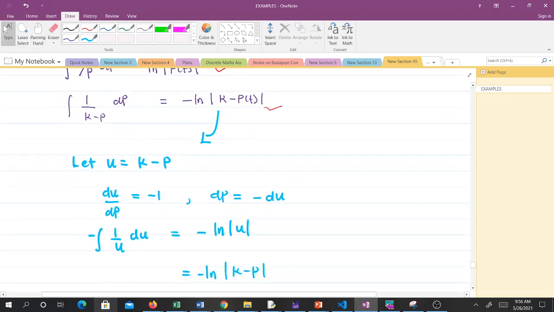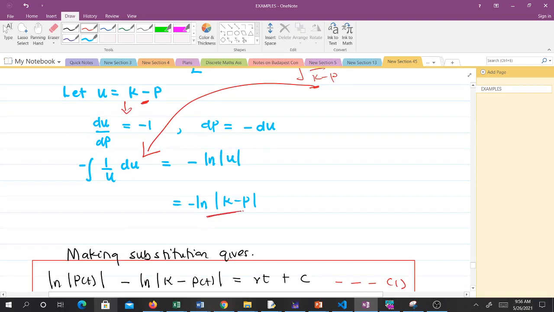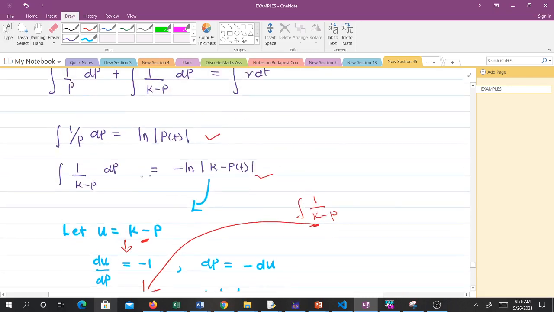Okay, so you see we have integral 1 over k minus p. So we are going to use substitution method here. So we let u be k minus p. So du/dp, when you differentiate with respect to p, you get minus 1. Then that means that dp is equal to minus du. So now this problem will become minus integral 1 over u du, right? We've changed it to u. And when you integrate this, you get minus ln u, right? But now u was k minus p. So when you put that one inside, we get minus ln (k minus p). Okay, so that's why this is this.